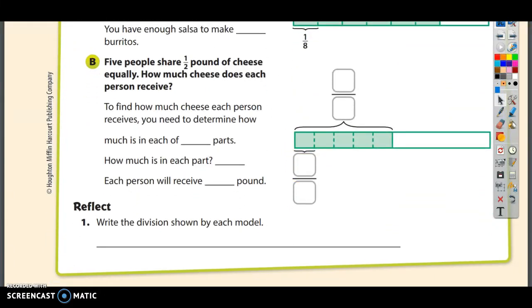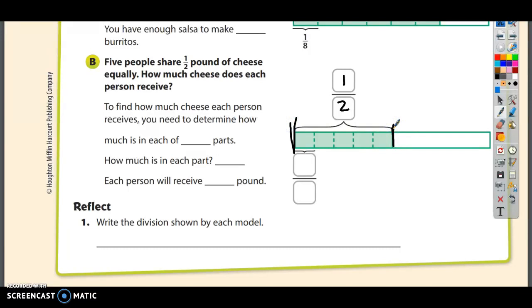5 people share half a pound of cheese. This is the half a pound of cheese right here. So for these bubbles, you can just put in a half. That looks like a half, doesn't it? From there to there is about half a pound of cheese. Okay. It says how much cheese does each person receive.